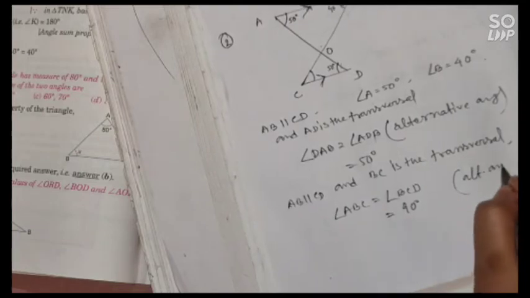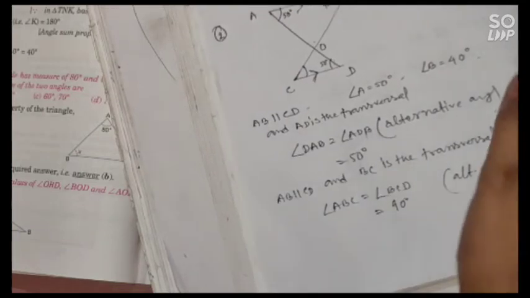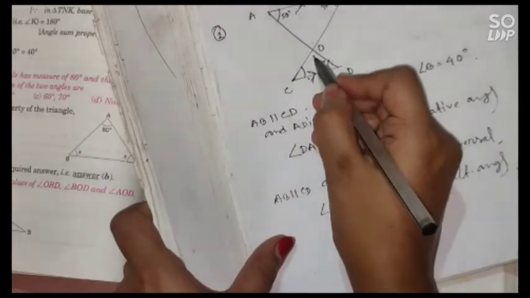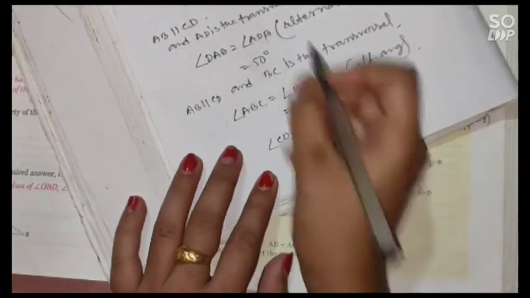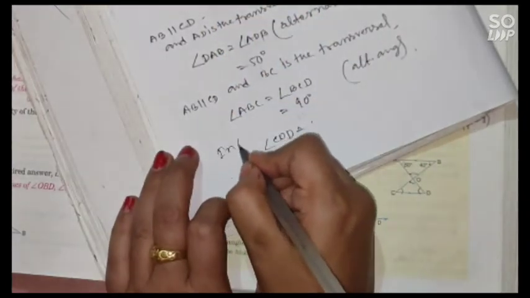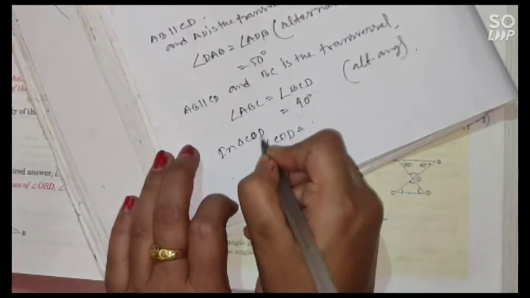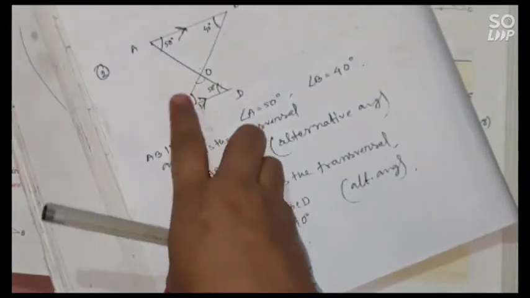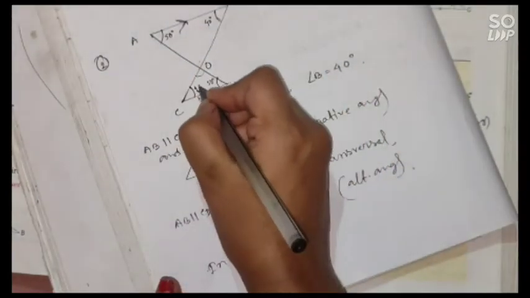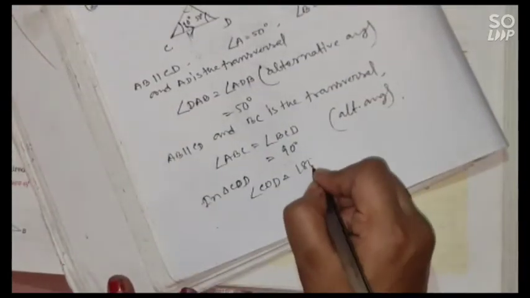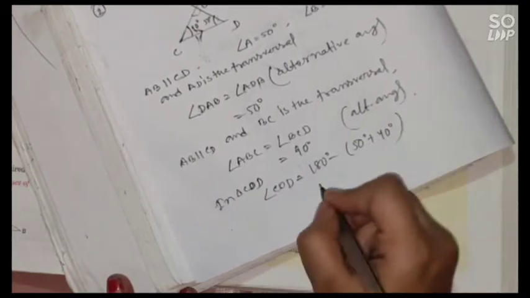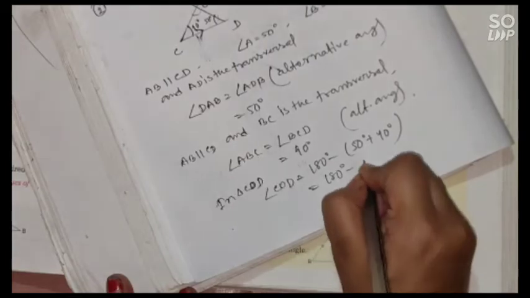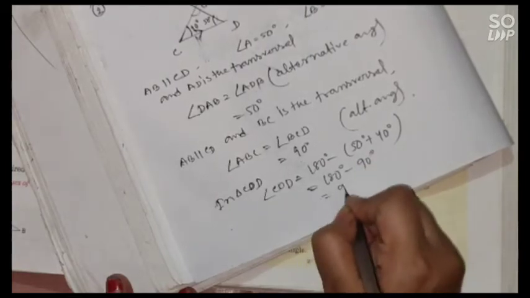Alternative angles. Okay, so these are 50 and 40. Now you have to find the angle COD. In triangle COD, we know that the sum of the 3 angles of this triangle is 180 degrees. So 180 minus (50 plus 40) is equal to 180 minus 90 degrees.